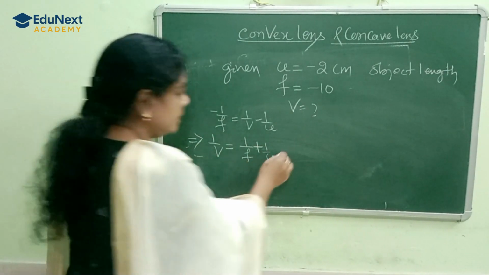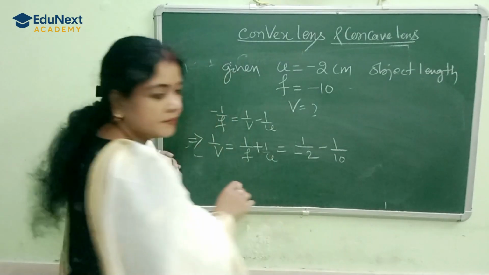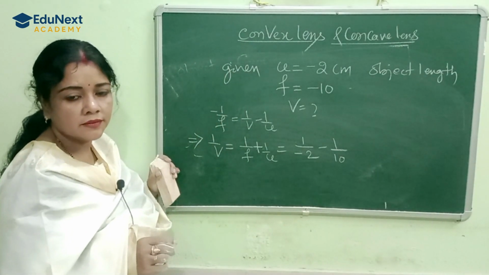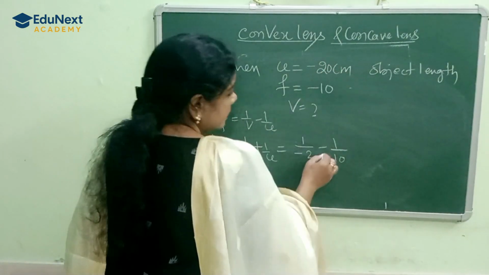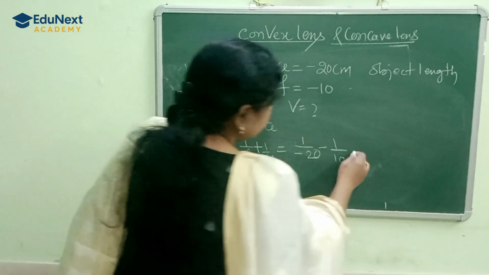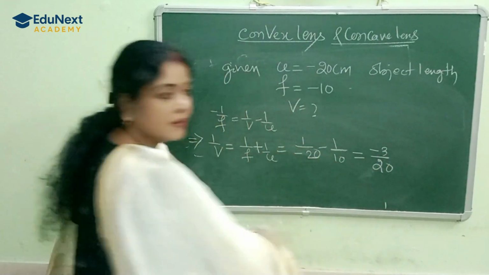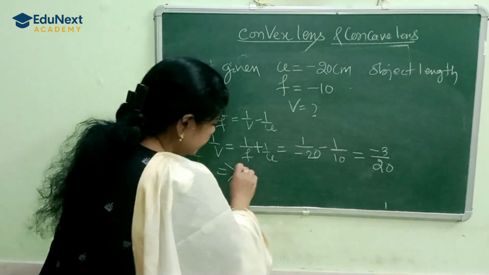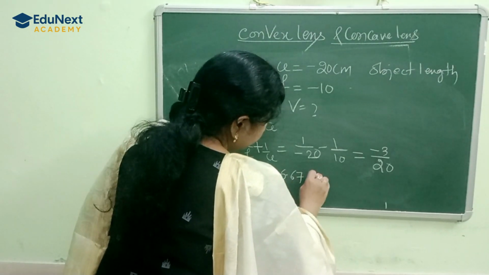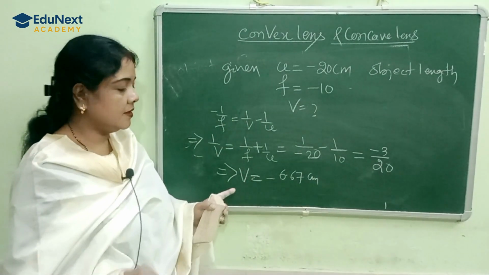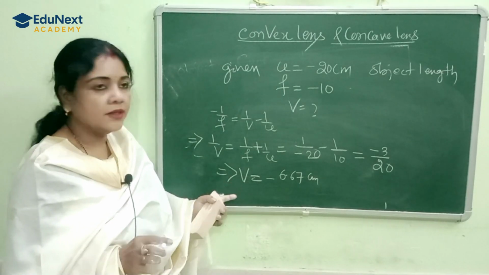Okay. That means minus 1 by 2 minus 1 by 10. Minus 1 by 2 minus, this is 20. So final answer is what? Minus 3 by 20. Okay. So this implies v is equal to minus 6.67. Obviously, this is image. The image is behind the lens. That's why it is minus.